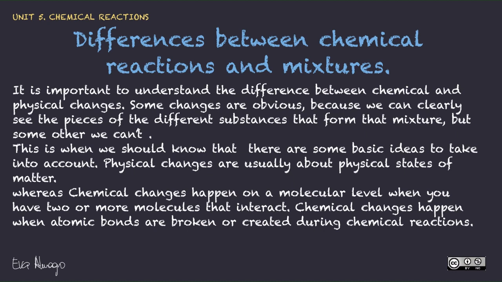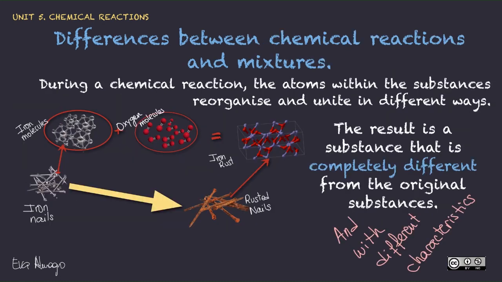So chemical changes happen on a molecular level when we have two or more molecules that interact together. Those chemical changes happen when atomic bonds are broken. Do you remember the word before? The bonds, the links between atoms, when they are broken, or if we have the molecules on their own and they go together, these bonds are created during that chemical reaction. Okay? Let's go to the next step.